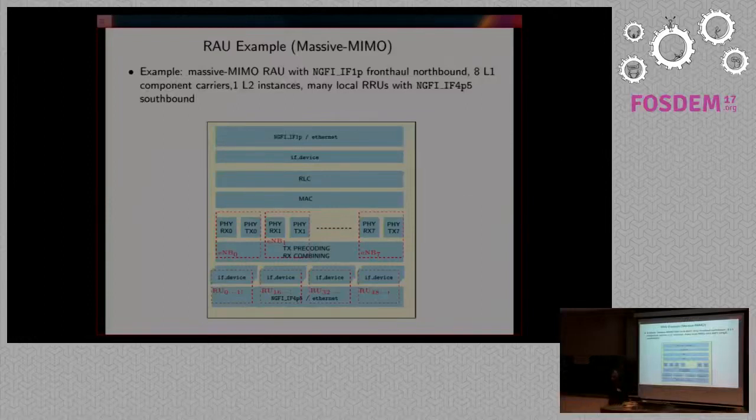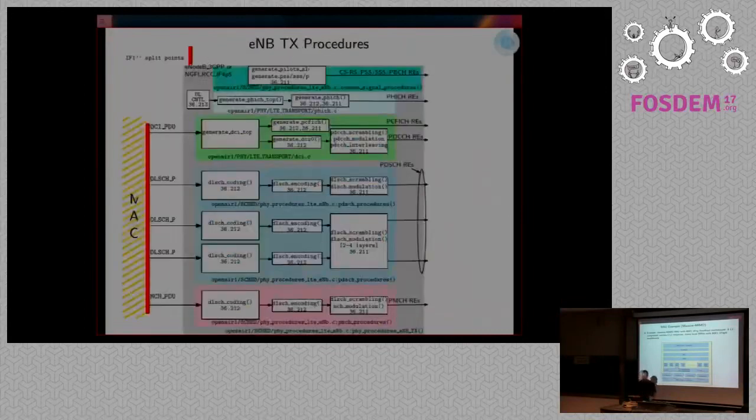Another example would be a massive MIMO base station. It's essentially the same thing. On one side you have an Ethernet frontal, and on the other side you have an Ethernet frontal to the radio units, and on the other side you would have a protocol interconnection. This was an example where you have 8 base stations, or 8 logical base stations, driving 64 antennas. So this is essentially the same thing, and the key difference here with respect to the previous example is this block is much more complicated. The precoder is a much more complicated block.